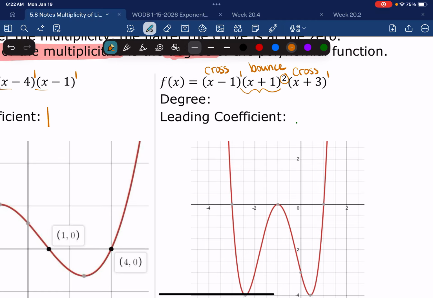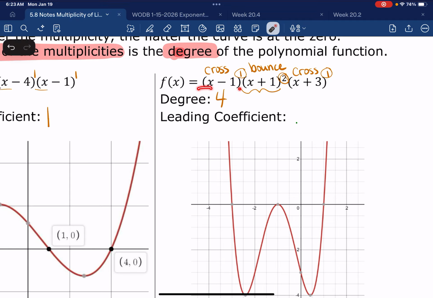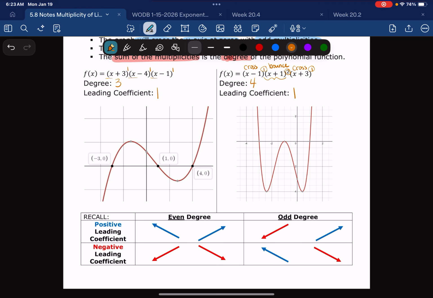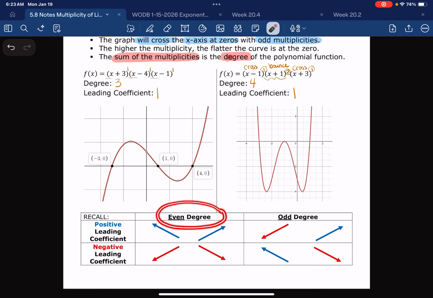All right, now let's look at our degree. So I have x to the first power, x squared, and x to the first power. Sum those up and we get x to the fourth power as our degree. And our leading coefficient is an x times an x squared times an x to the first power, which still gives us a positive 1 as our leading coefficient. Okay, so because our degree is even and our leading coefficient is positive, we know our end behaviors are both pointing up. So I know I start high and I finish high when I'm graphing this polynomial function.